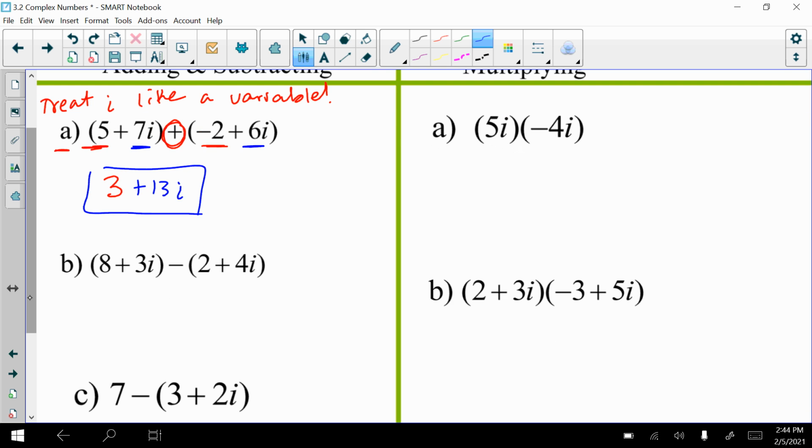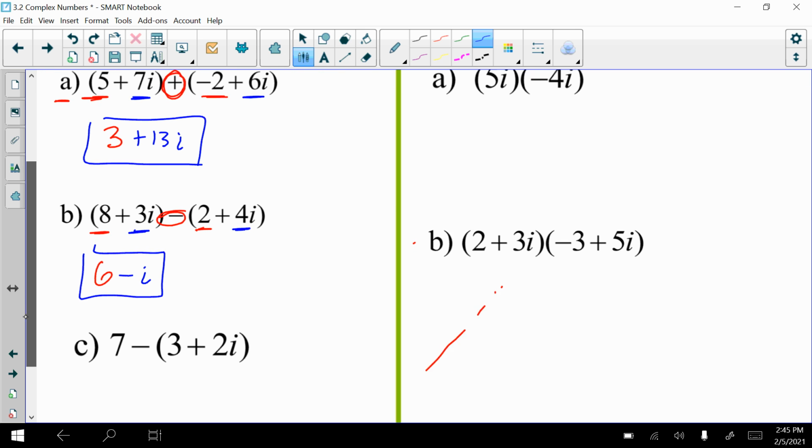Okay, what about if we subtract? Well, it's going to be really, really similar. I'm going to pay attention to what it's telling me to do. It's telling me to subtract. And now we're going to do like terms. So it's 8, a constant with no i attached to it, minus 2, another constant. 8 minus 2 is 6. And then I have 3i minus 4i. So 3 minus 4, that's negative 1. So I'm just going to have negative i, or negative 1i. That's my final answer.